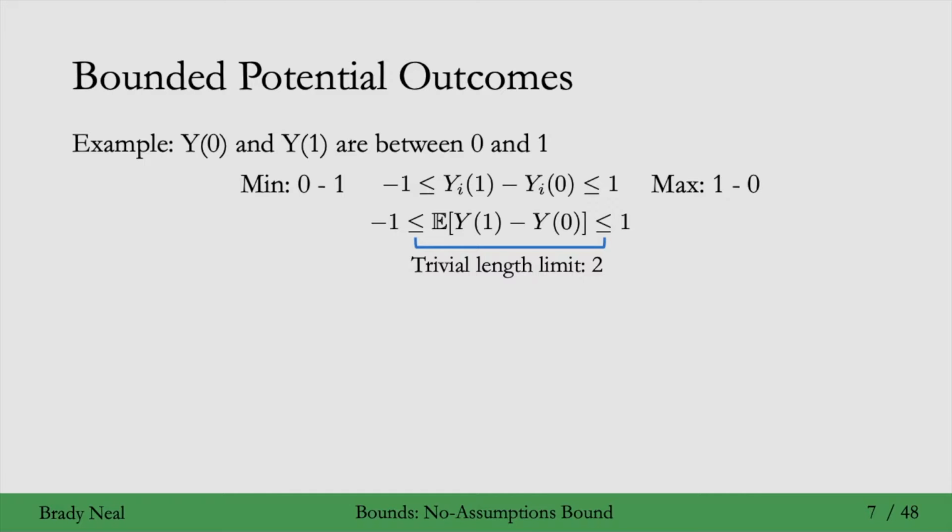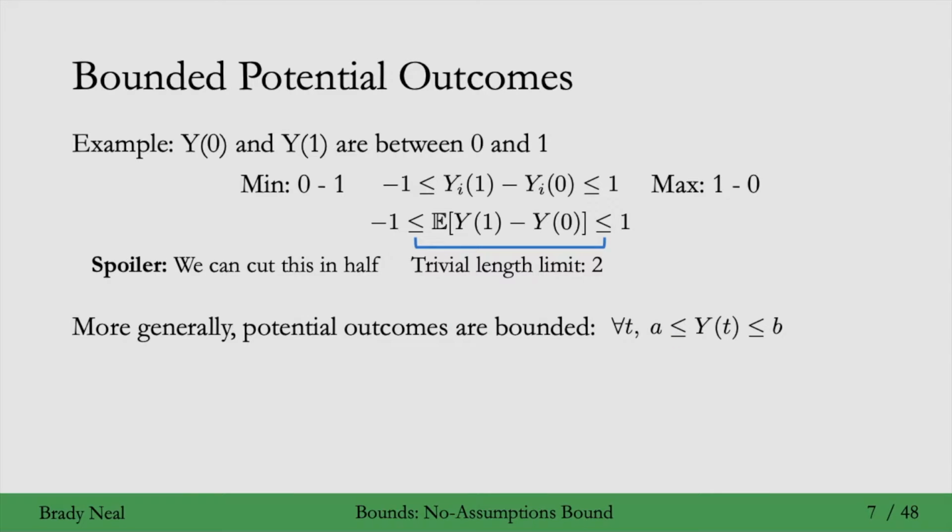And the spoiler is that with the no assumptions bound, we can cut this interval length in half. Right, so this trivial interval length is twice as large as what we'll get without making any more assumptions when we get to the no assumptions bound. Rather than using 0 as the minimum potential outcome and 1 as the maximum potential outcome, we'll use A as the minimum and B as the maximum. This is the more general setting that we'll be working in throughout this whole section of the lecture.